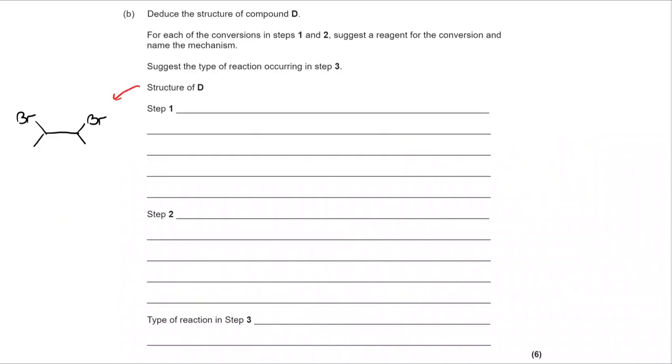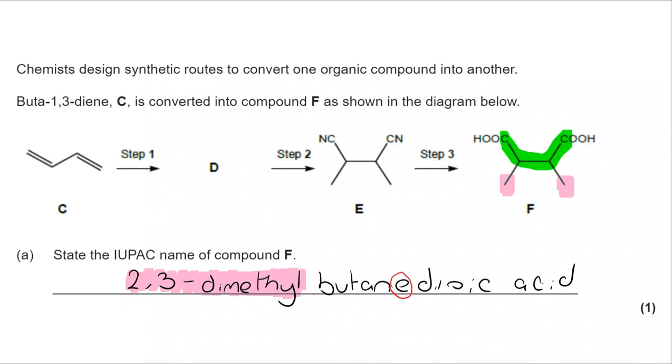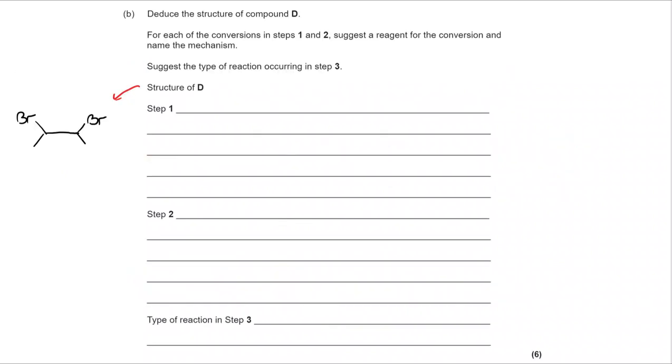Okay, we move on to part B. Deduce the structure of compound D. For each of the conversions in step 1 and 2, suggest a reagent for the conversion and name the mechanism. So you are looking here at a series of steps to get from C to D to E to F. And we're looking at, in D, something that we can make from an alkene and something that we can convert into a nitrile mechanistically. And the one thing that falls into that category is a haloalkane.